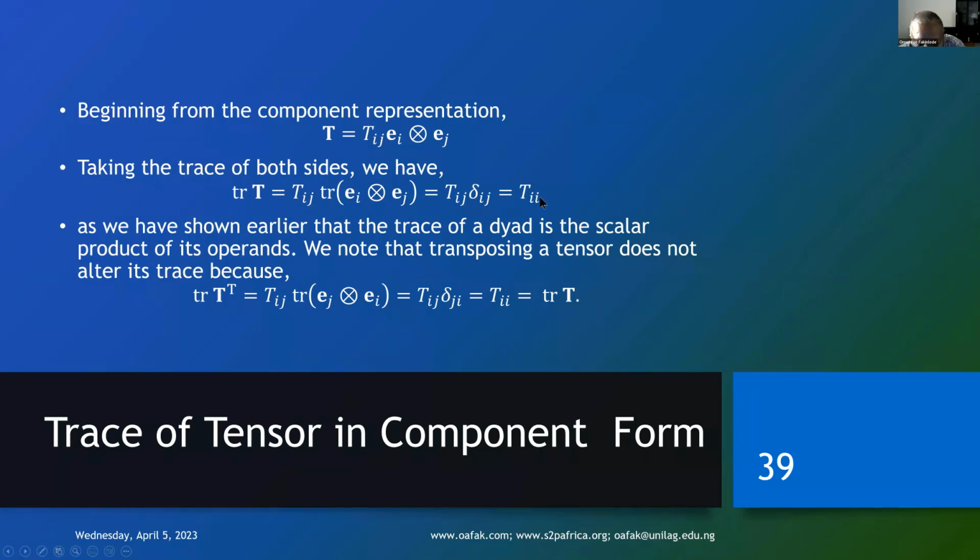Don't forget that since I is repeated here, that denotes summation. In many textbooks, this is used as the definition of trace, just T11 plus T22 plus T33, but it's not the fundamental one. We can get this result from the original definition. As we have shown earlier that the trace of a dyad is the scalar product of its operands, we note that transposing a tensor does not alter its trace. If you take the trace of a tensor or the trace of its transpose, you get the same answer.